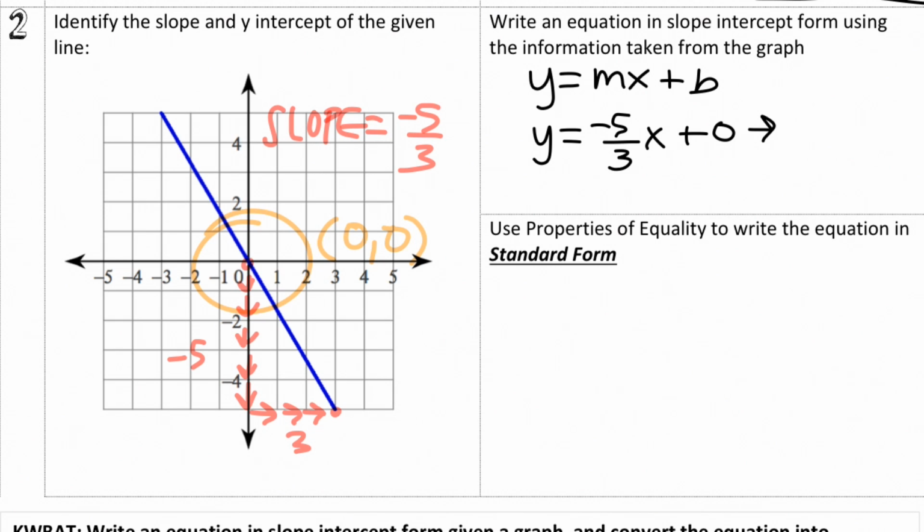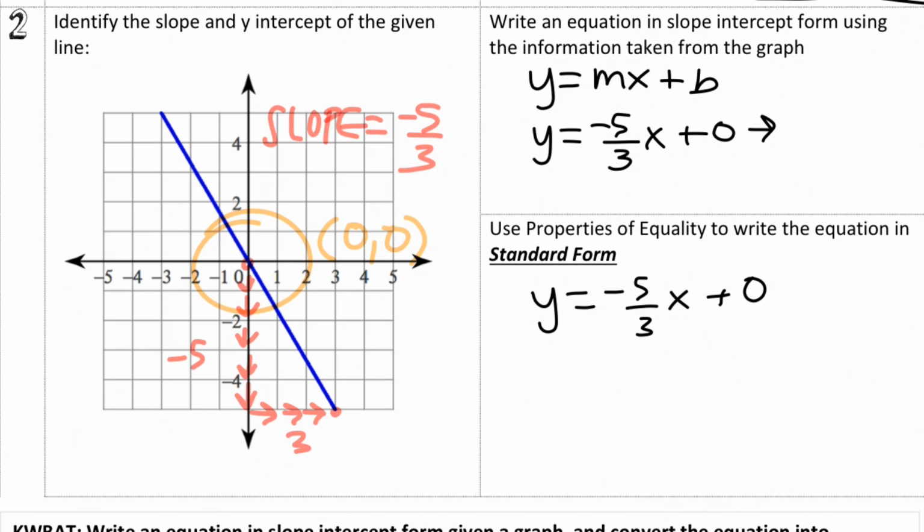The next part is to write it in standard form. So let's copy this down: y equals negative 5/3 x plus 0. I'm going to hang on to the 0 for a while, and you'll understand at the end why we do that. Okay, what I want you to do is pause the video and try to see if you can get this in standard form on your own. If you can't, then come back and watch the video.